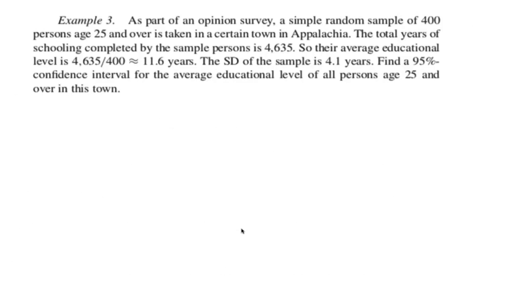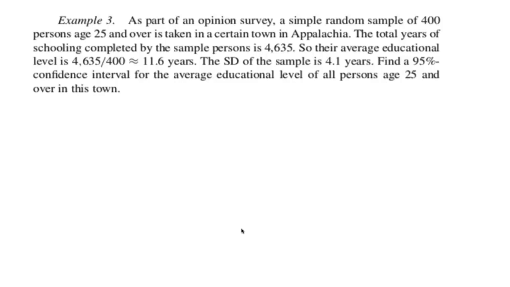Here's another example. Say we pick a random sample of 400 people aged 25 and over, and we want to figure out the total years of education that they have gone through, and say that the total is 4,635. From that we can find the average education level in terms of years. Divide by 400, we get 11.6 years. So this is the average from the sample of 400 people. And let's say that the SD of the sample is 4.1 years.